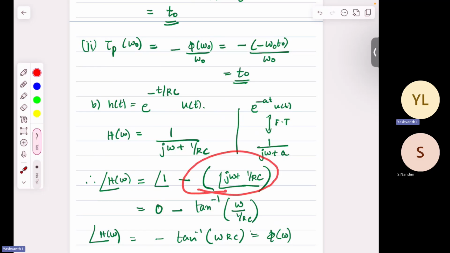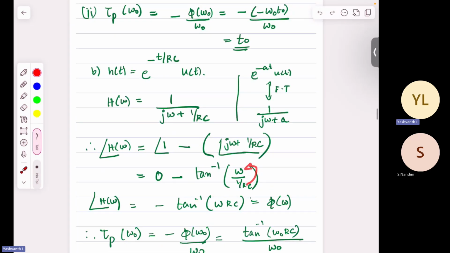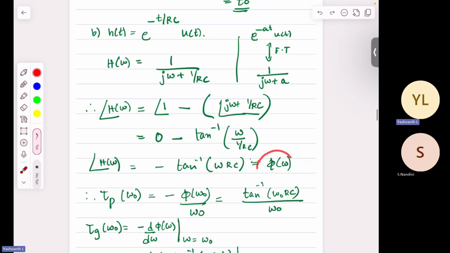But for the second one, what is the angle? This is a complex number. Therefore, the angle is tan inverse of the imaginary part, which is omega, over the real part, 1 by RC. So the angle of j omega plus 1 by RC is tan inverse omega by 1 by RC, or when 1 by RC comes up, it becomes tan inverse omega RC, but there's a minus. So the angle of H of omega equals minus tan inverse omega RC, which is equal to phi of omega. Is it clear till this point? Okay, great. Now we got the expression for phi of omega.